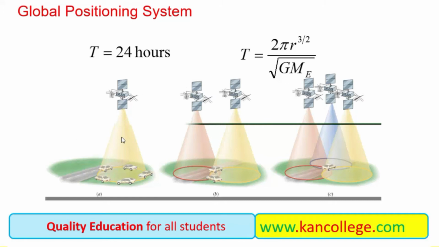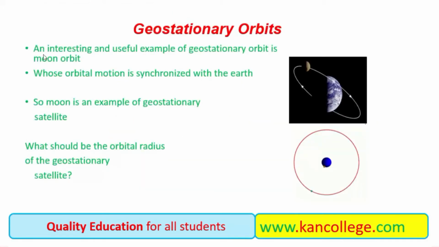But what is a geostationary satellite? Let me explain it. An interesting and useful example of a geostationary satellite is the Moon, whose orbital motion is synchronized with the Earth. It means that a person standing on the surface of Earth sees that the Moon looks almost stationary. So the Moon is an example of a geostationary satellite.